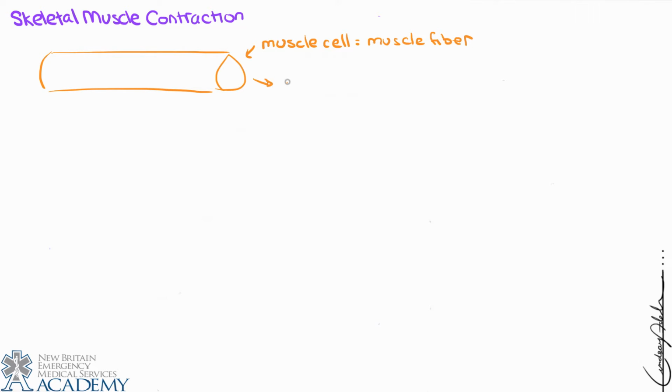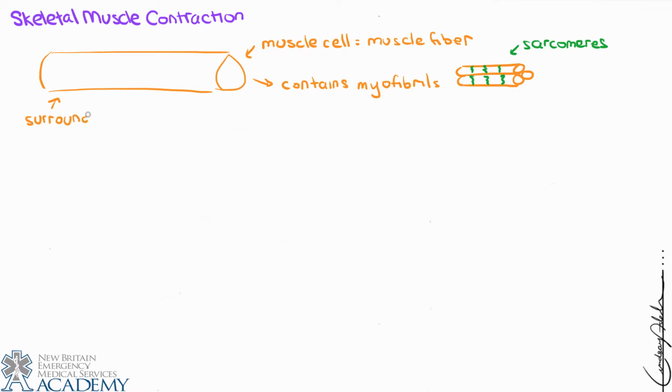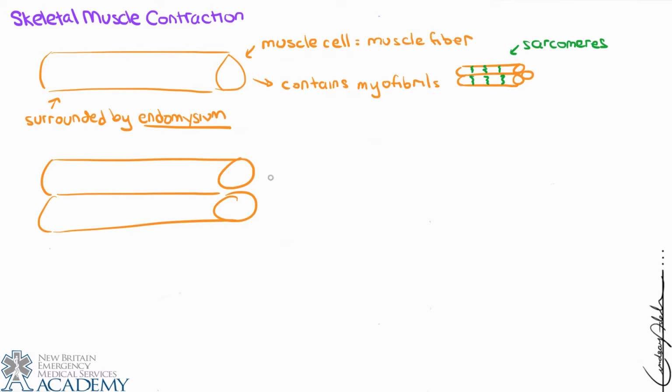In terms of the skeletal muscle cell, first of all, a muscle cell and a muscle fiber are interchangeable terms. It's the same thing. The muscle cell contains myofibrils, which contain sarcomeres, which is where we get to our actin and myosin. Skeletal muscle is long, but not branched the way that cardiac muscle is, and not connected by intercalated discs the way that cardiac muscle is. So some differences there.